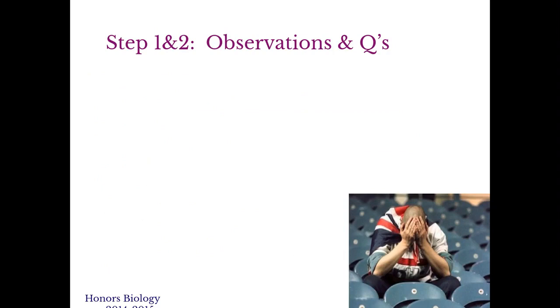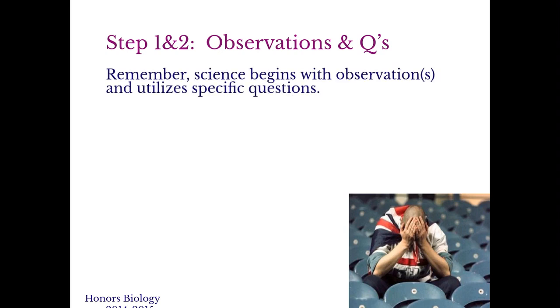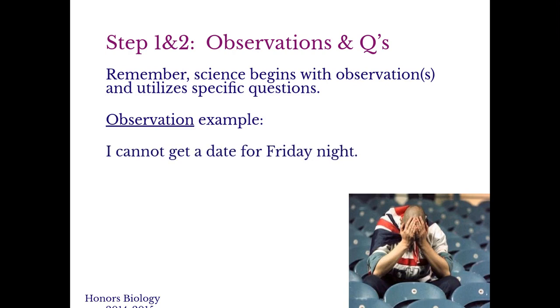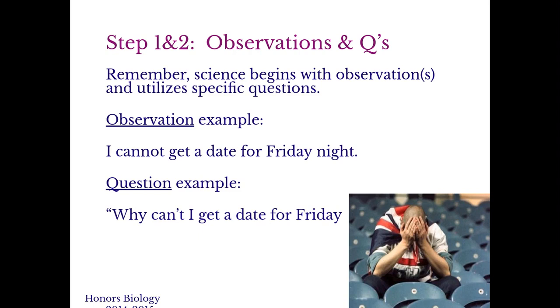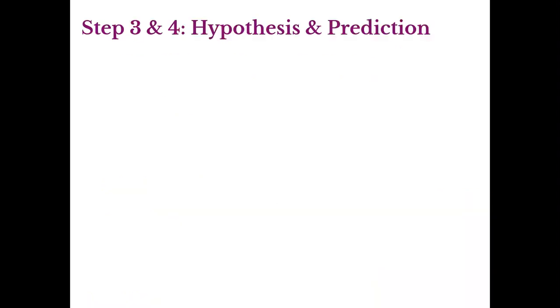If we go from here, we're going to talk about a basic example. I want to give you a silly example just to keep it simple and straightforward for you. We're going to use the example of a person that can't get a date. So here's my observation: I'm not able to get a date for Friday night. From that, I can formulate a question: why can't I get a date for Friday night? So those 2 things are my starting point.